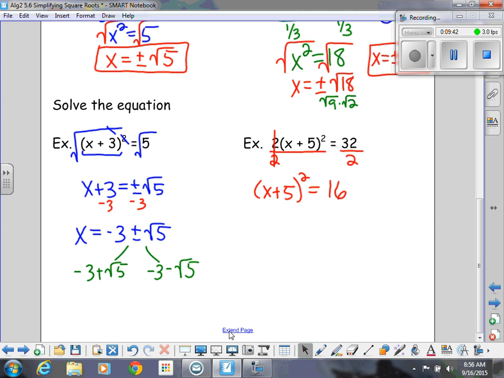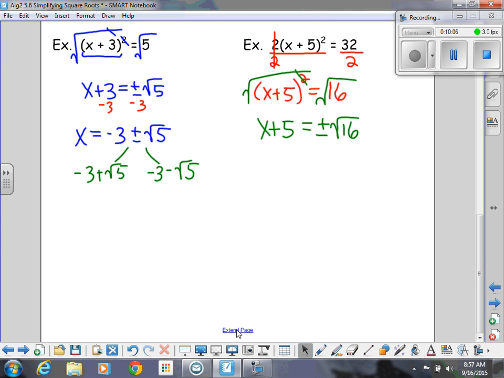Now I'm ready to square root because the parentheses is by itself. So I can square root both sides. That cancels the square and the square root. So I have x plus 5 is equal to plus or minus square root of 16. Now 16 is a perfect square. So I can actually take the square root of 16 and get a whole number. So let's do that. Square root of 16 is 4. So I'm going to have x plus 5 is equal to plus or minus 4. So we've got one more step. We've got to subtract that 5 on both sides.